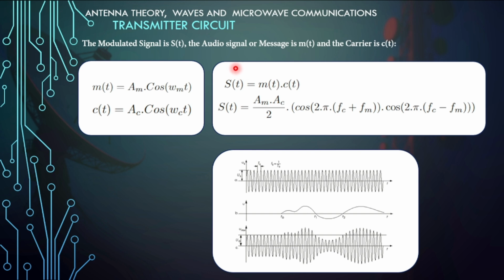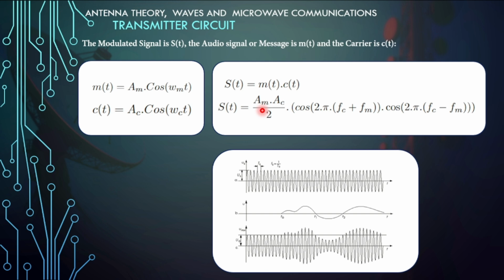Mathematically speaking, this is what is happening within the modulator. M(t) is the equation of the audio signal that needs to be transmitted and carried over a higher frequency. It has the form AM, the amplitude of the audio, times cosine omega_m t, omega being the pulsation, which is 2 pi times FM, the frequency of the message signal. C(t) is the carrier equation, which is equal to AC, the amplitude of the carrier signal, the high frequency signal, times cosine omega_c t, omega_c being 2 pi FC, FC being the frequency of the carrier wave. So the multiplier multiplies both signals.